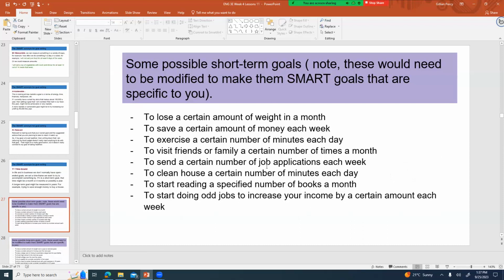Some possible short-term goals. These are very vague, and I've made them vague deliberately so that you have to think of your own. You are welcome to put anything else on here. This is just trying to give you some ideas, that's all. To lose a certain amount of weight in a month, to save a certain amount of money each week, to exercise a certain number of minutes each day, to visit friends or family a certain number of times a month, to send a certain number of job applications each week, to clean house a certain number of minutes each day, to start reading a specified number of books a month, to start doing odd jobs to increase your income by a certain amount each week.